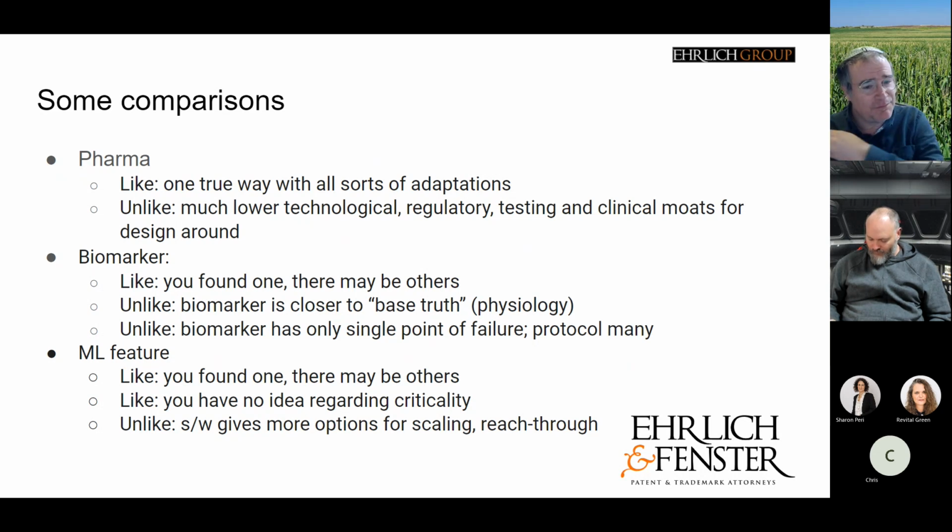And another example is a feature in machine learning. Anybody who has a machine learning system and uses features as a classifier. So what's similar is if you found one feature, there might be others. If you found one protocol, there might be others. Usually you don't have a good idea as to how critical any particular feature is, not of machine learning and not of protocols. And what's different is that software usually gives you many more options for scaling and for reach through.